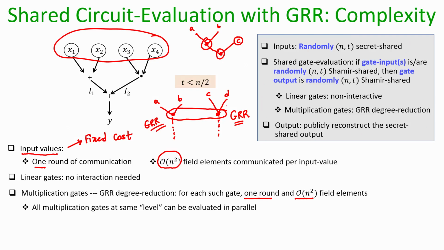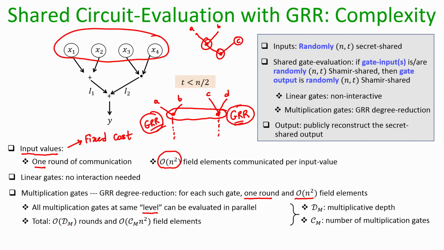So, that is why in terms of rounds, all the instances of GRR degree reduction for evaluating the multiplication gates at the same level can be clubbed together, but communication wise you have to communicate whatever you have to communicate for this GRR degree reduction instance and whatever you have to communicate for this GRR degree reduction instance. So, in total, the total number of rounds which are required for evaluating the multiplication gate will be proportional to the multiplicative depth of your circuit. So, this D m denotes the multiplicative depth of your circuit.